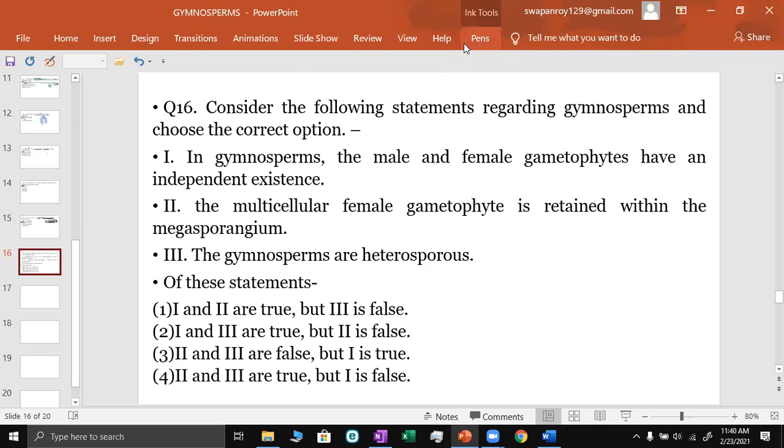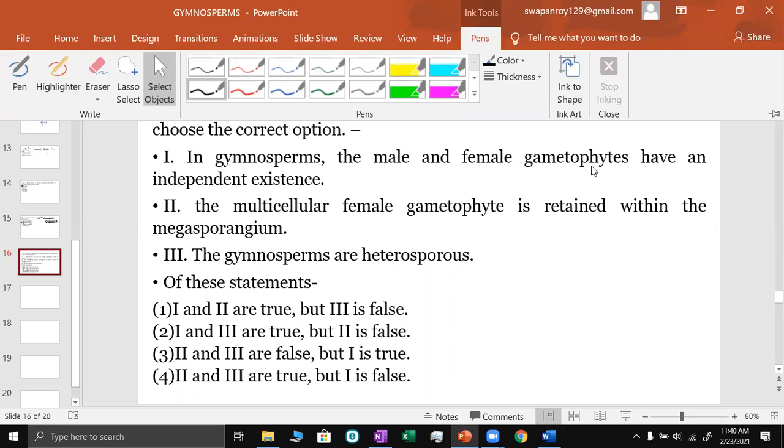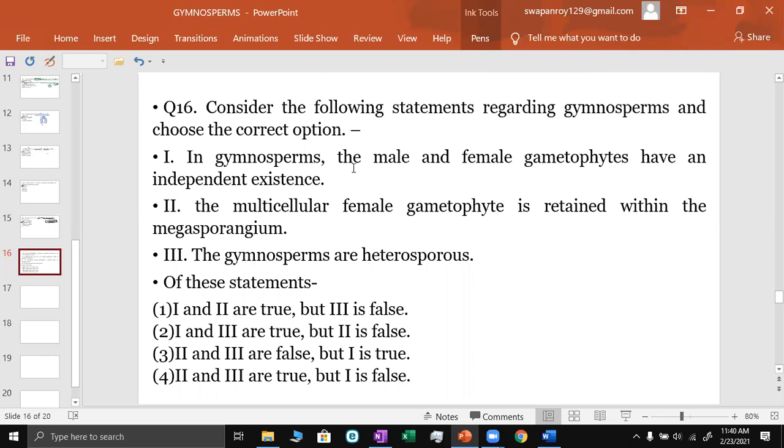This one has no independent existence. The multicellular female gametophyte is retained within the megasporangium. This is true. The gymnosperms are heterosporous. So 2 and 3 are correct and 1 is wrong. 2 and 3 are true and 1 is false. So this one is our correct answer.